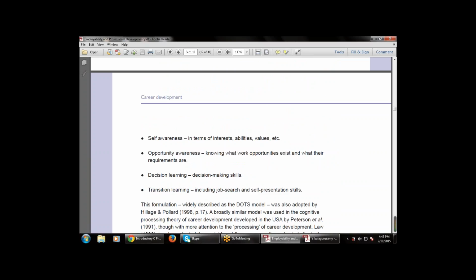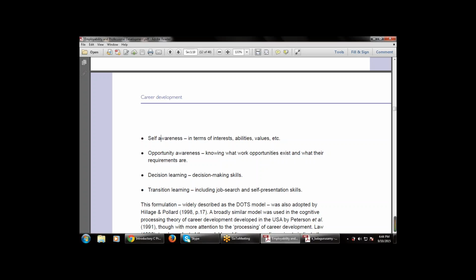Self-awareness means increasing awareness of interests, abilities, and values. Opportunity awareness means knowing what work opportunities exist and what their requirements are. Then decision learning means decision-making skill. Then transition learning includes job search and self-presentation skills. These are the four parts of career development: self-awareness, opportunity awareness, decision learning, and transition learning.